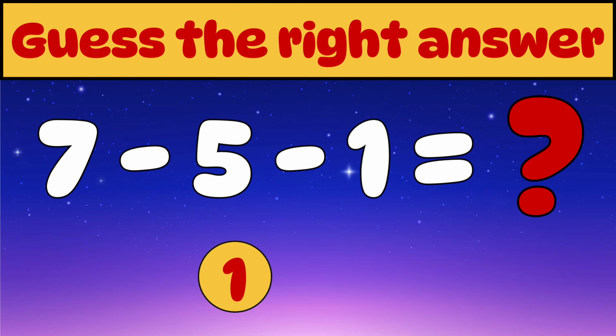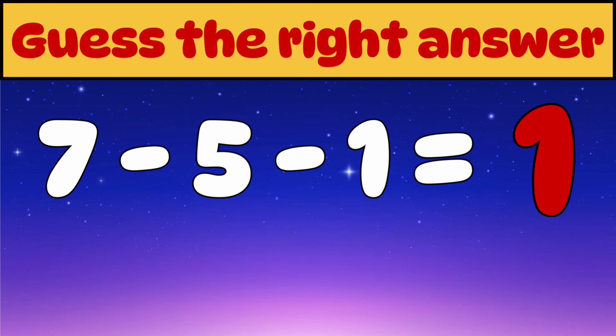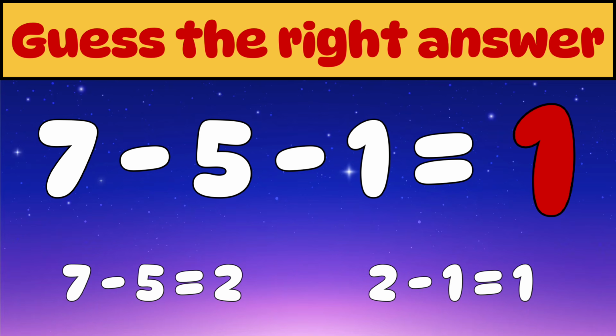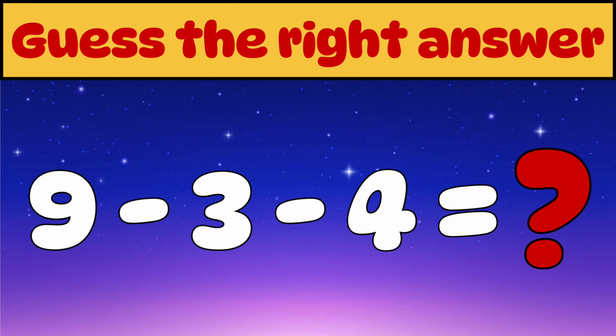The correct answer is 1. Let's solve it step by step. 7 minus 5 equals 2, 2 minus 1 equals 1. Great job. Look at the question carefully.